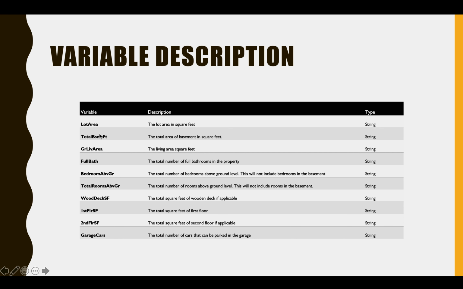So there are variable descriptions. All of the variables that you saw on the front end of the application are just listed here. So lot area in square feet, total basement square feet, ground living area, and so on. All of this will be explained in the other video.